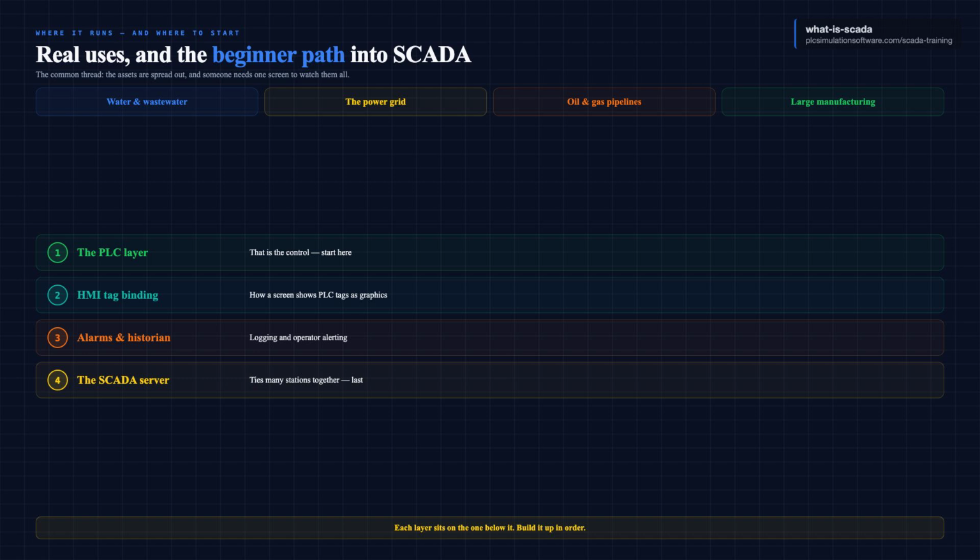So where does a beginner start? Build it up in order. Learn the PLC layer first. That is the control. Then learn how an HMI binds to PLC tags and shows them as graphics. Then add alarms and a historian. And only then does the full SCADA server, tying many stations together, really make sense. Each layer sits on the one below it.